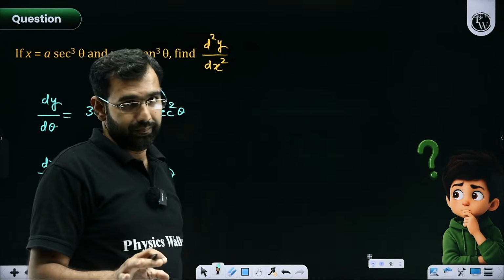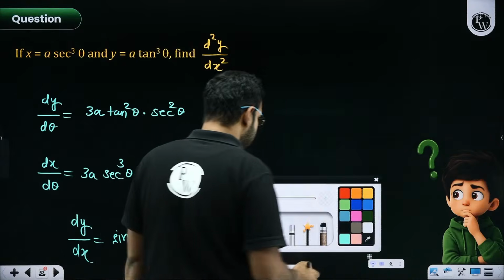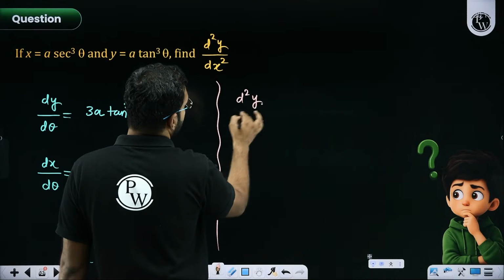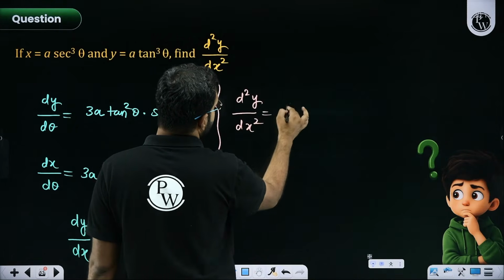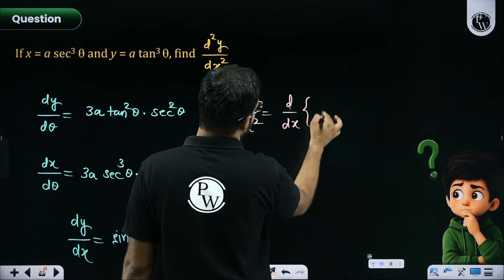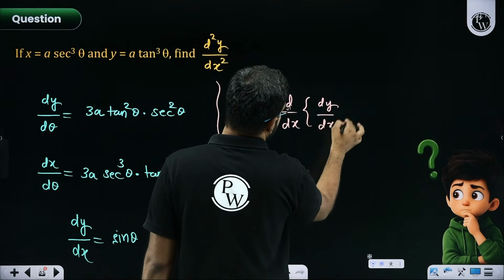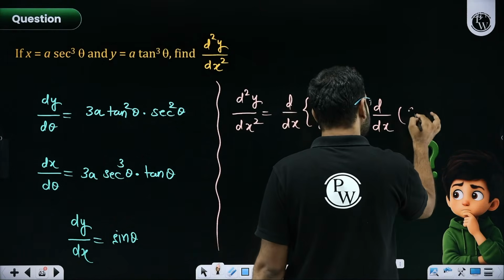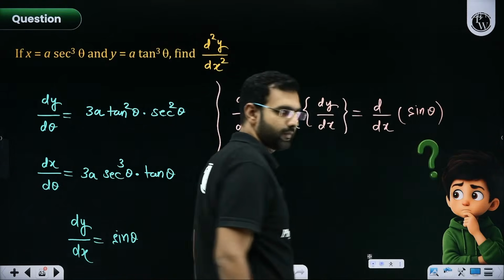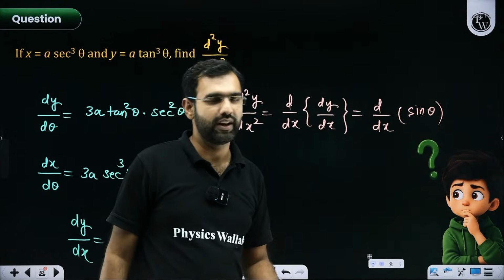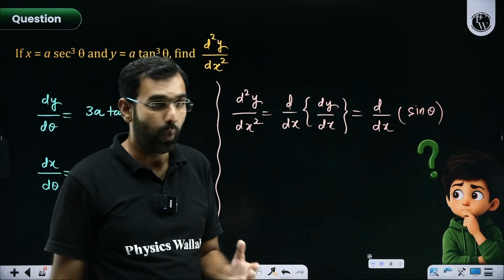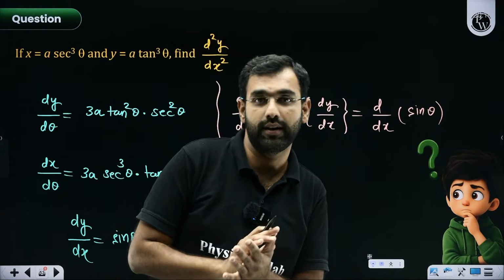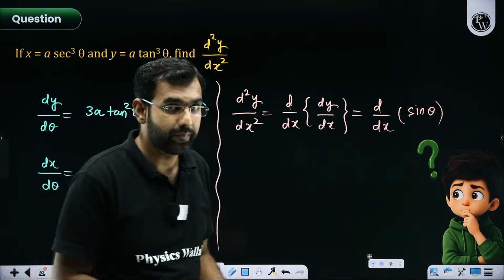Now the mistake a lot of students commit is this, that let's say if you are asked d2y by dx square. So they say that, sir, we need to find d/dx of dy by dx. And what they mistakenly do is they do d/dx of sin theta, which up till this step is correct. But what they do next is amazingly wrong. What they do is they simply differentiate sin theta with respect to theta, which is cos theta, and they think the answer is done. And that's a mistake.